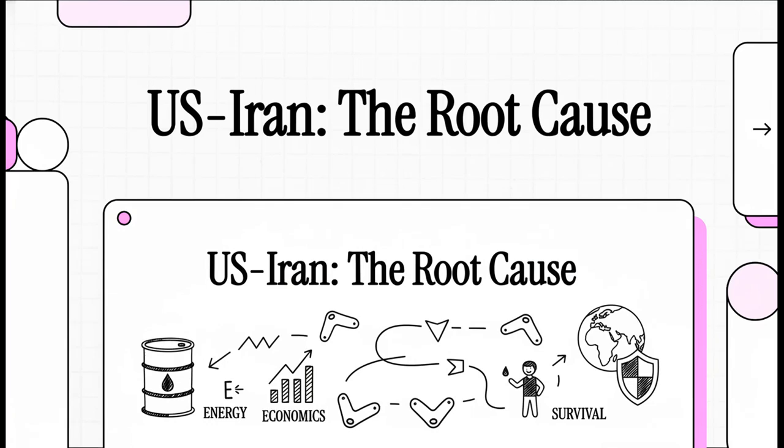Welcome to The Explainer. Today, we're untangling the incredibly complex, decades-long boomerang of cause and effect between the US and Iran. This really isn't just about the latest headlines. We're looking at a deeply rooted story of energy, economics, and sheer regime survival that's basically been compounding for the better part of a century.